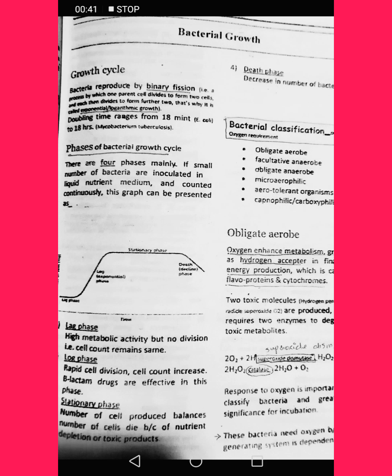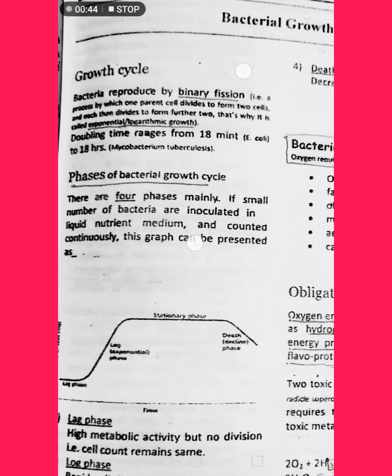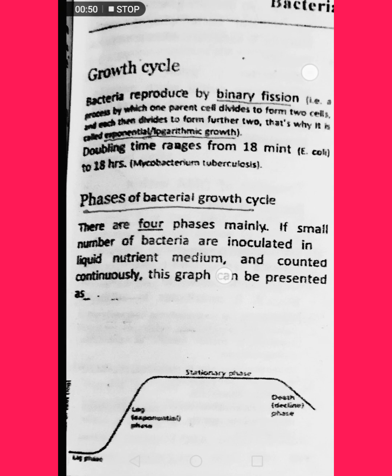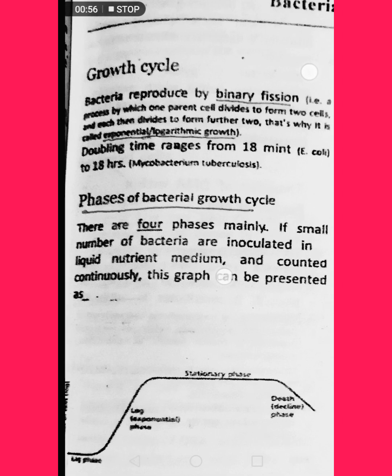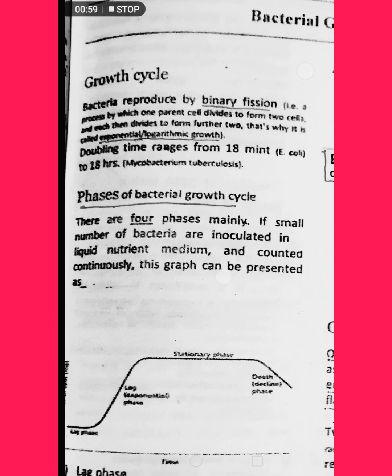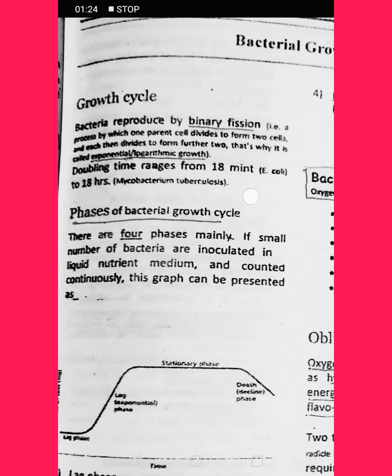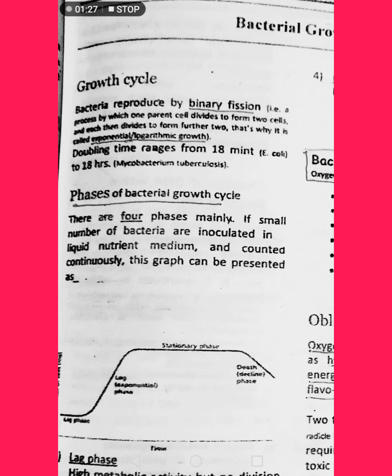Binary fission is the process by which one parent cell is divided to form two cells, and each then divides to form a further two cells. That's why it is called exponential or logarithmic growth. When one cell is divided into two, and then further divided, this is called exponential. The number of bacteria will increase with time, and the doubling time ranges from 18 minutes to 18 hours.